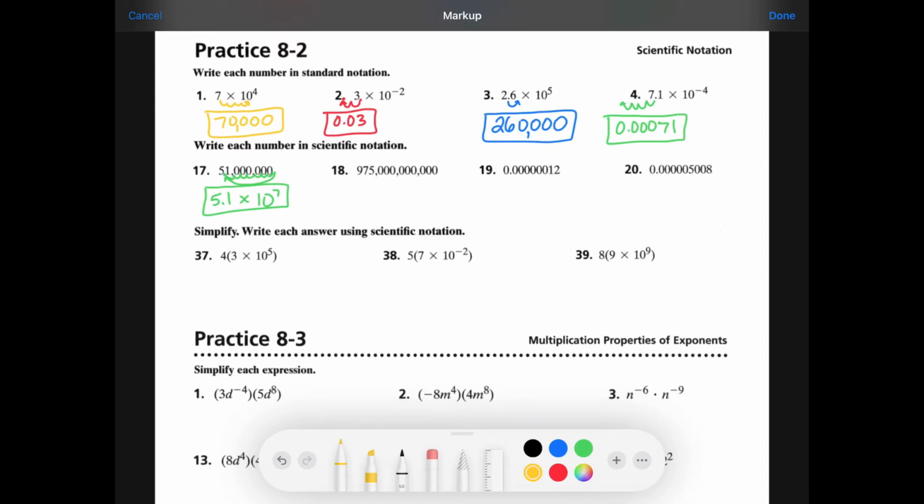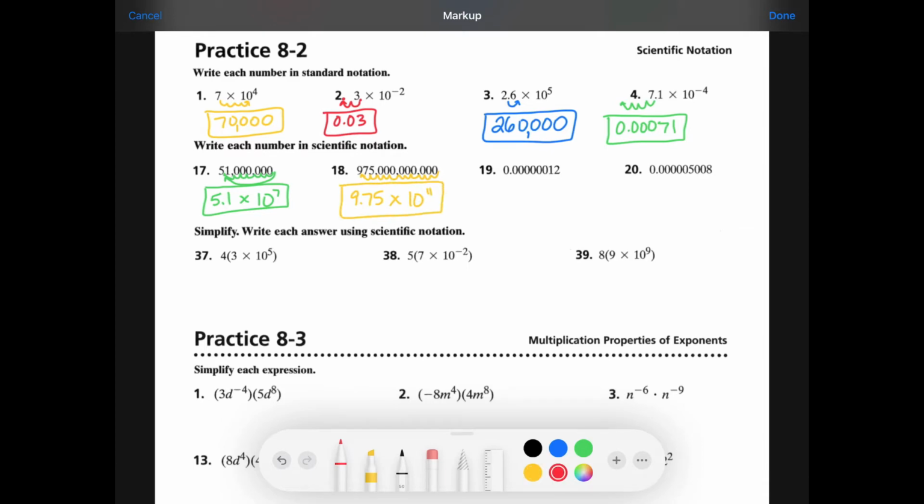18, this is a huge number, so it's got to have a positive exponent. 9.75 times 2, 3, 4, 5, 6, 7, 8, 9, 10, 11, times 10 to the 11th.